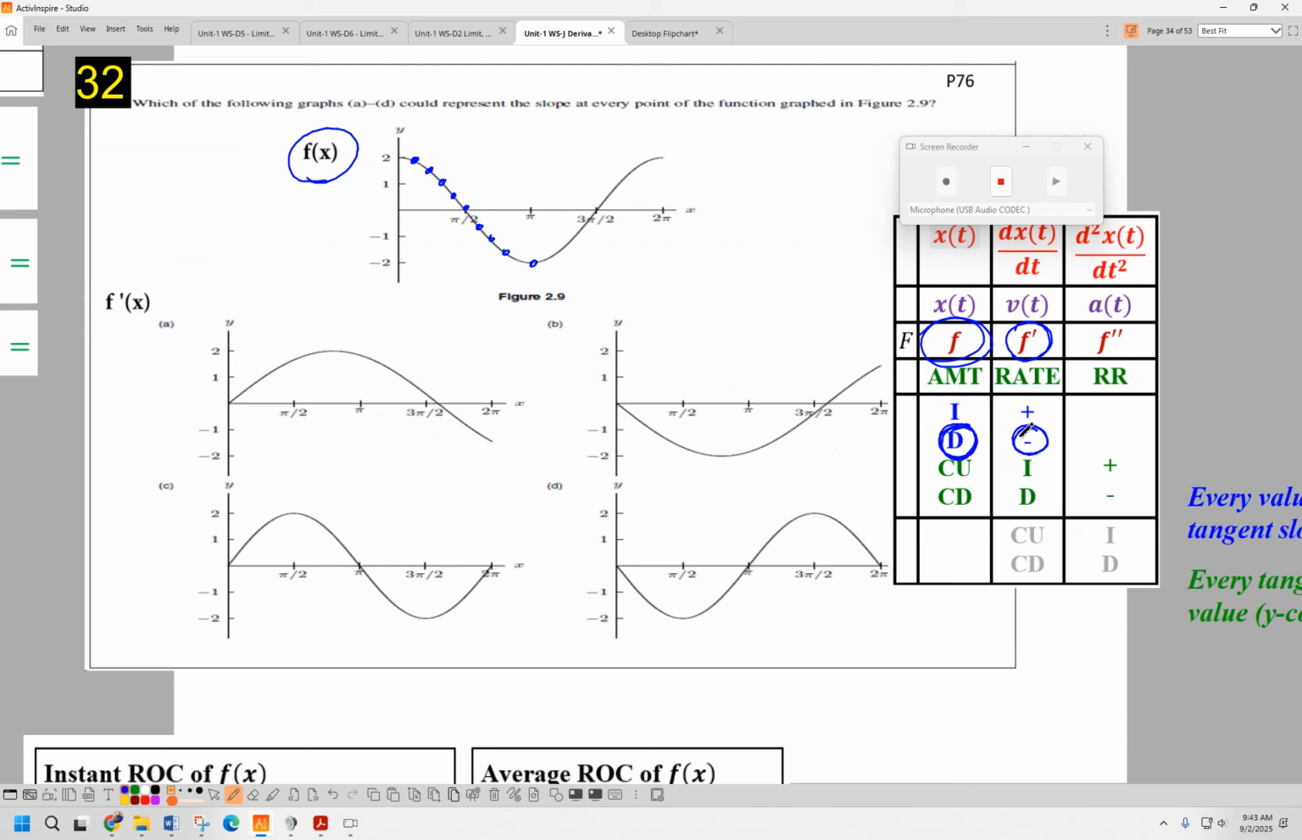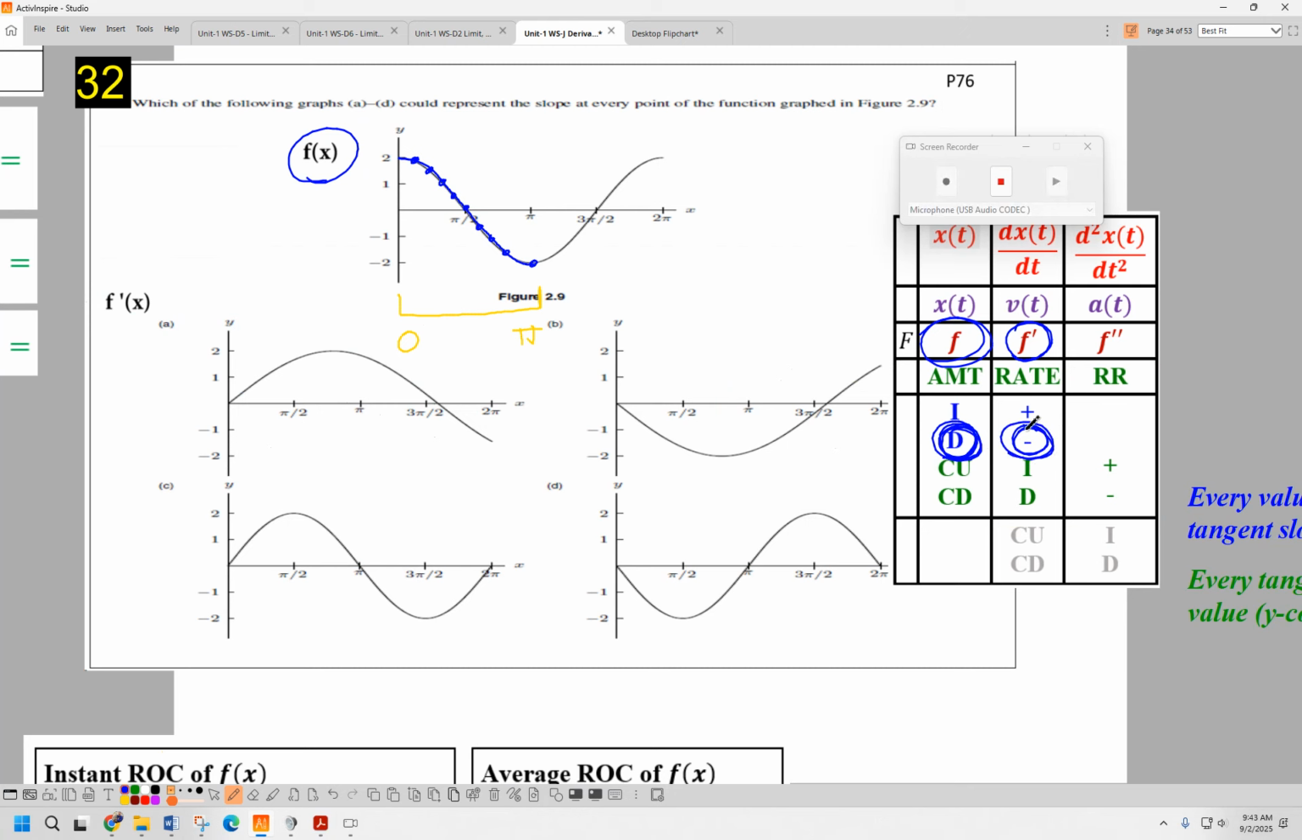So in this region, from x equals 0 to x equal pi, where you see the values of f decreasing, you would have to find an f prime graph where the values of f were all negative for that entire time.